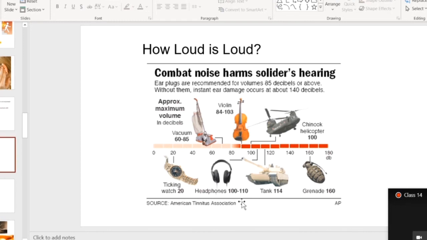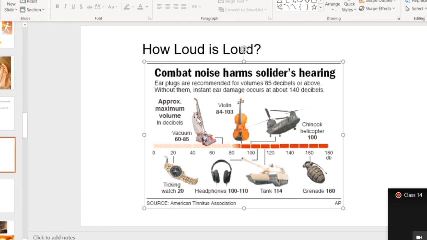So the American Tinnitus Association, for people who suffer tinnitus like I do, I have raging tinnitus in both of my ears and will have it on the day that I die. It just never goes away. In any case, tinnitus, which is hissing or buzzing in your ears, is caused by hearing damage. And this association recommends that anything over 85 dB is just doing damage, right?